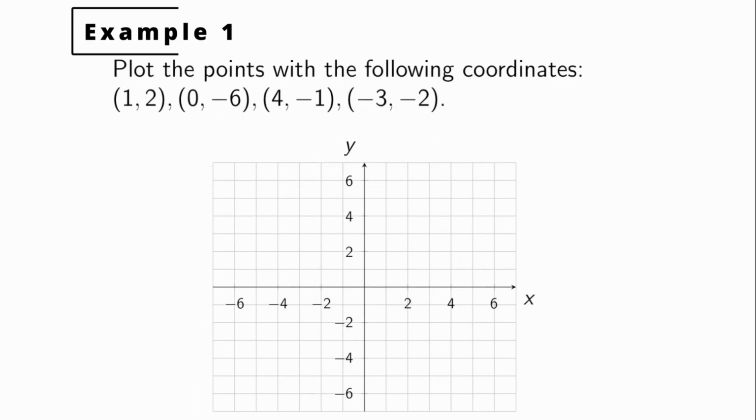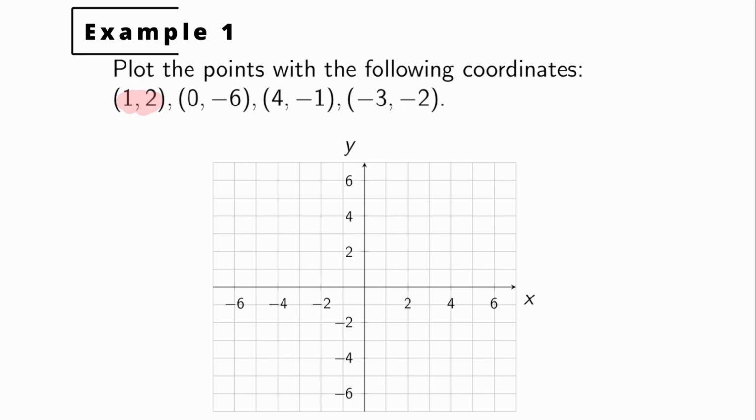Okay, here's our first example. Let's plot the points with the following coordinates: (1, 2), (0, -6), (4, -1), and (-3, -2). The first one I will plot in red. So (1, 2) means the position of the point. The 1 means it lies along the x-axis at position 1, so any point along this grid line would have x-coordinate 1. The second number represents the y-coordinate, where it lies along the y-axis, so any point along here would have y-coordinate 2.